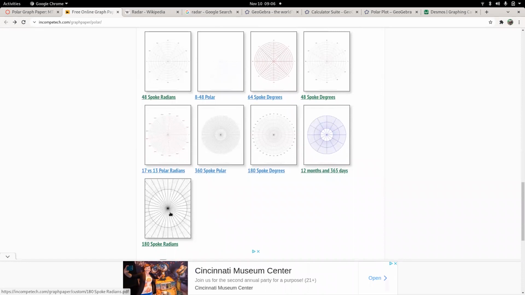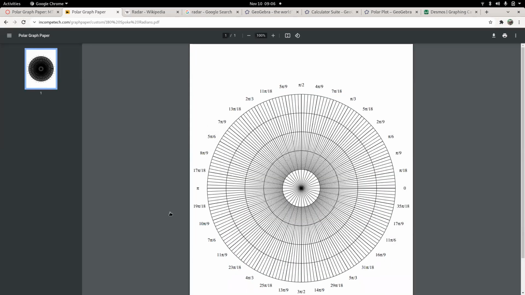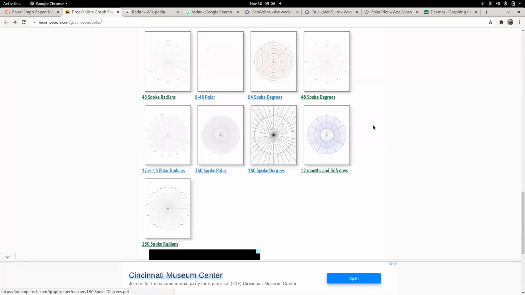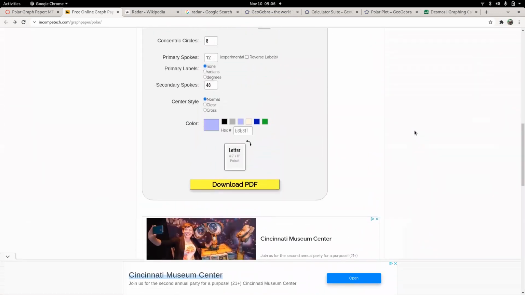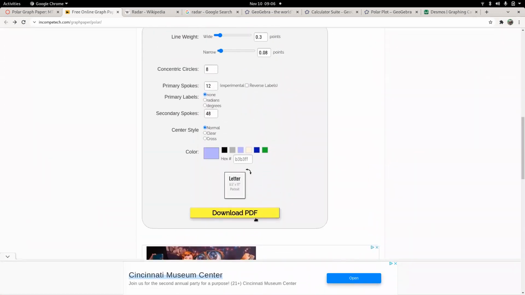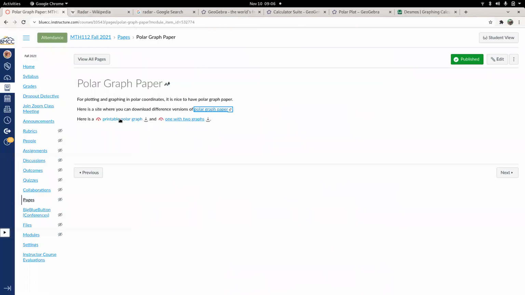I think it was this one. Yeah, this one right here. 180 spokes with a whole bunch of radian measures. I think there's what, 48 coming around here. So that's kind of a cool one too. Different pi overs, pi fractions. So this is a cool website to either create your own, use their default, which I'm going to use today, or grab one of those other ones. And then this is that default one here, if you want to just grab that one and send it to your printer.